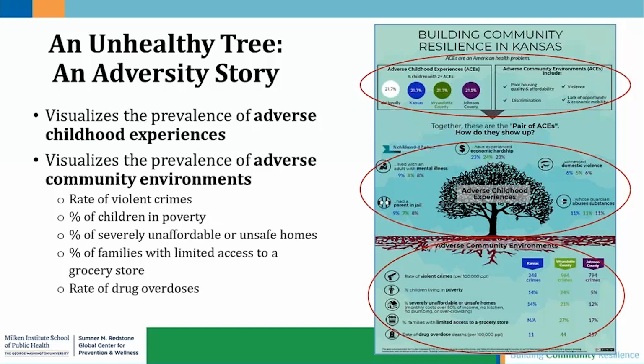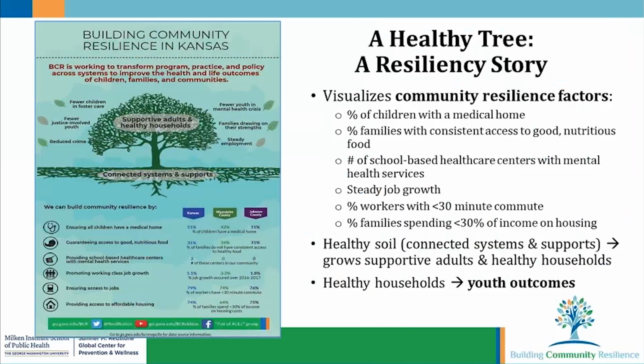The idea is that once these contexts are set up, readers can then flip the document over and may already then be introduced to various nutrients which can enrich the soil. In many communities, several of these may already be in place. The percentage of children who have a medical home, the percentage of families with consistent access to good nutritious food, the number of school-based healthcare centers with mental health services, the amount of steady job growth that's occurring over time, the percentage of workers with less than a 30-minute commute, and the percentage of families who are spending less than 30% of their income on housing.